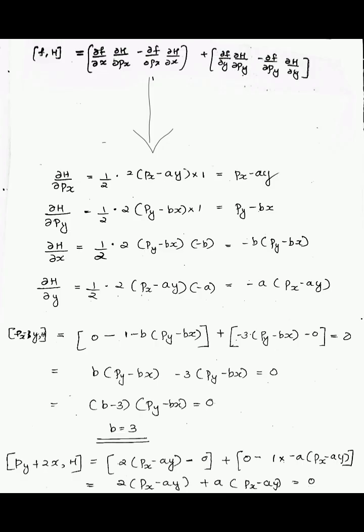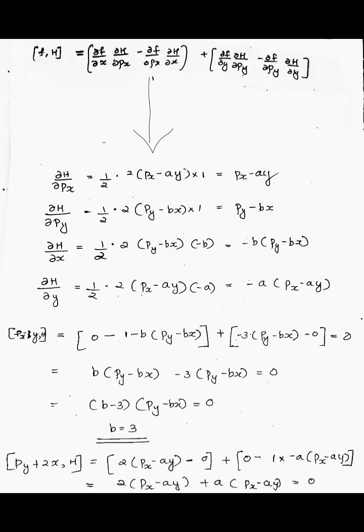So we need to find dou H by dou px, which is equal to half into 2 into (px minus ay) into 1, that is equal to px minus ay. Then dou H by dou py is equal to half into 2 into (py minus bx), which is equal to py minus bx. Then dou H by dou x is equal to half into 2 into (py minus bx) into minus b, that is equal to minus b into (py minus bx). Dou H by dou y is equal to half into 2 into (px minus ay) into minus a, that is equal to minus a into (px minus ay).